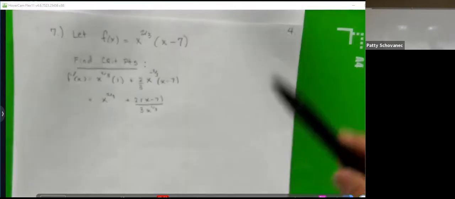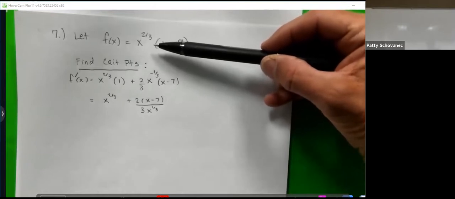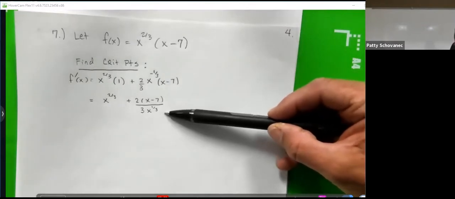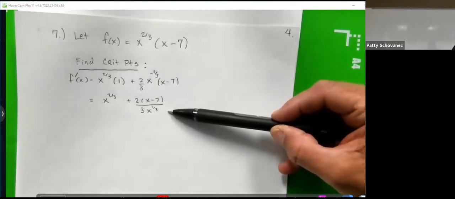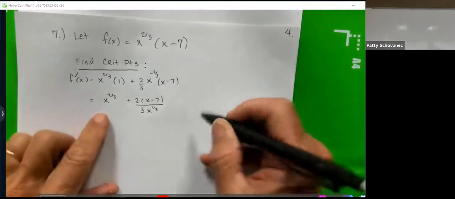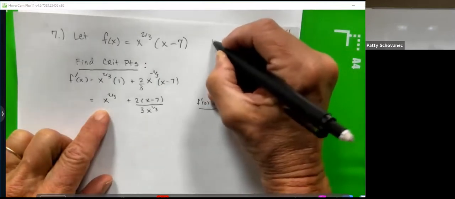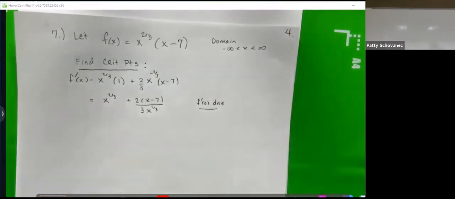So one thing you should notice is in the original function, I've got a cube root function, which is defined for all values of x. But in the derivative, I have a denominator, which is not defined for all values of x. My derivative fails to exist when x is 0. So first make a note that f prime at 0 does not exist. But here, the domain of this function is all real values of x. So something funky is happening to the graph at x is 0. There's either going to be a sharp corner or a vertical tangent line.